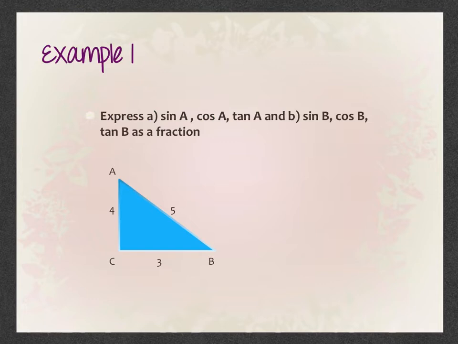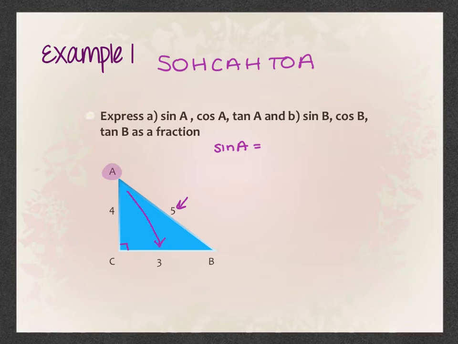All right, example 1 says express sine of A, cosine of A, and tangent of A, and then sine of B, cosine of B, and tangent of B as a fraction. So I'm going to start with the sine of angle A. A is up here at the top. Sine, remember SOHCAHTOA, sine is opposite over hypotenuse. So the right angle should be here in this bottom corner, which makes 5 the hypotenuse always. Opposite A would be 3. So this would be 3 over 5.